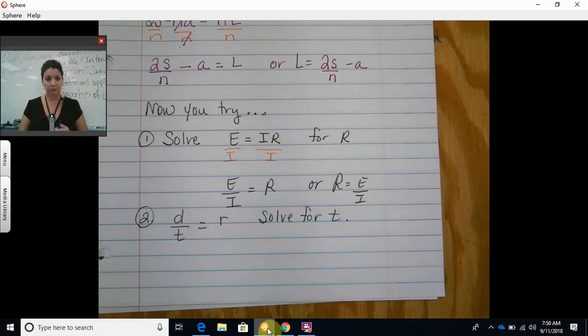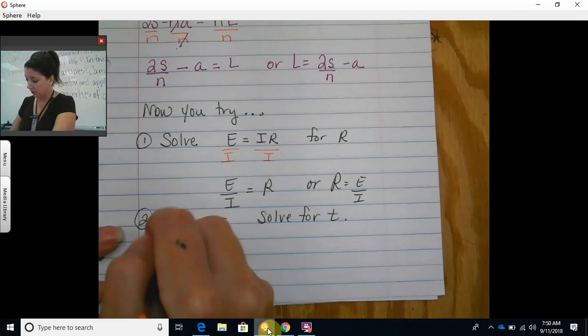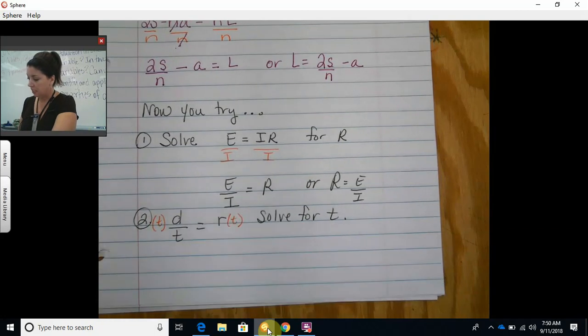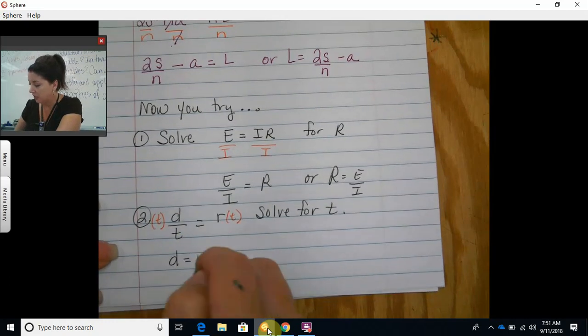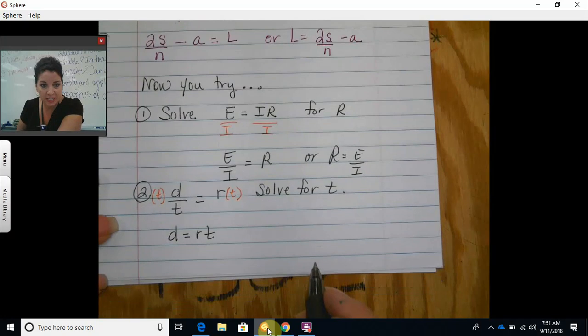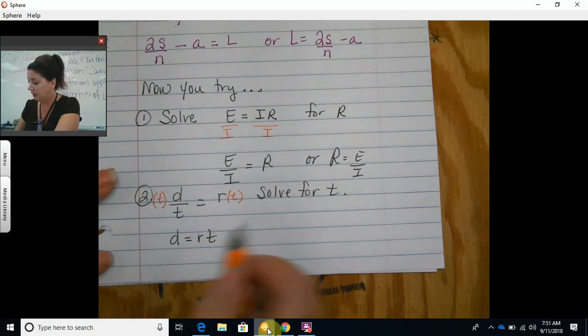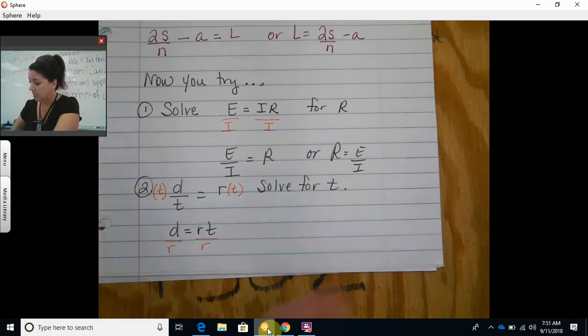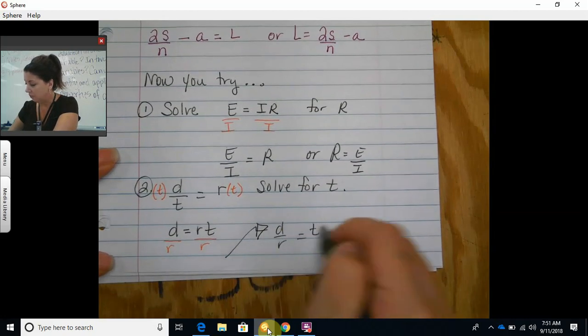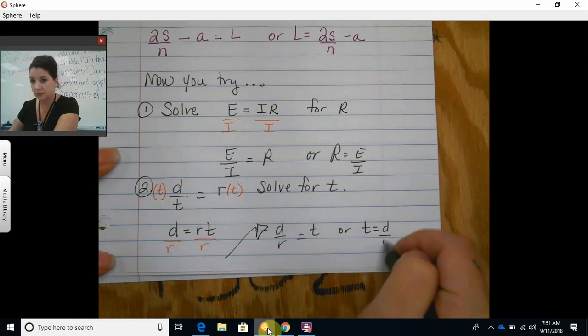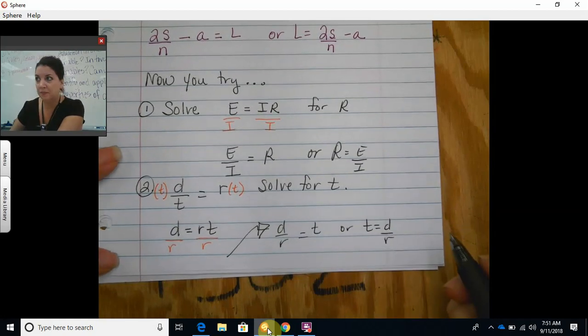What should I do first on this one? Multiply by t will clear the fraction. So on the left side, t divided by t cancels, and we're left with d equals rt. So we're trying to isolate t, but we've currently isolated d. So we're not finished, right? What are we going to do to get that t by itself? Divide by r. So that gives me d divided by r equals t. Do we have a question on that?